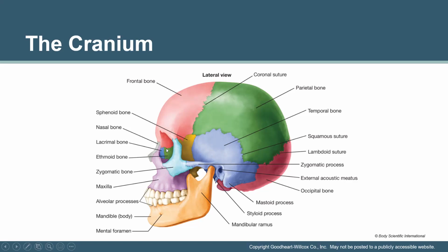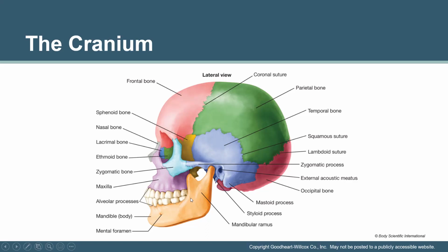And here is a little view of the ethmoid bone. Again, when we get into the internal view of the cranium, we'll be able to see that a lot better. Now, the bone that holds your upper teeth, and it's below your nose, that is the maxilla. The alveolar processes are the ridges around your teeth, housing the alveola, or the sockets for your teeth.